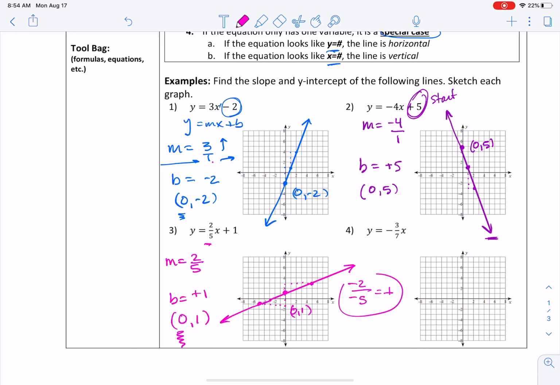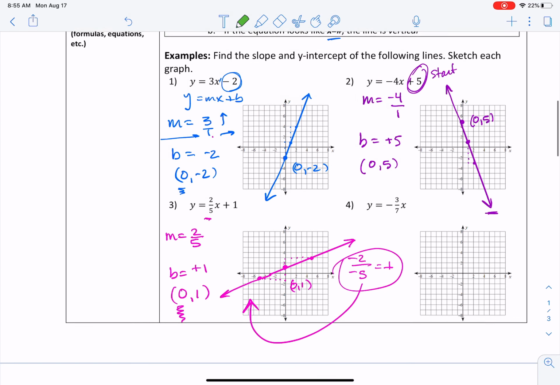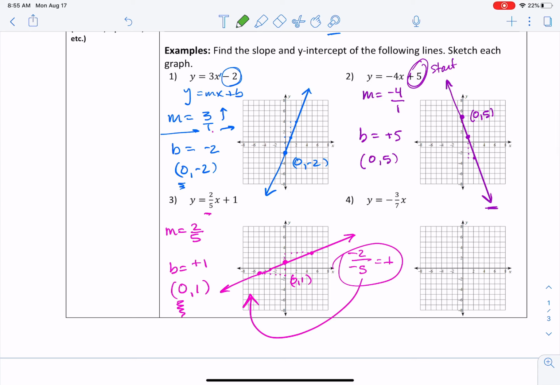So I can do this when I still need a positive to go the other way. The last one is missing something. So m equals -3 over 7. That's good, I can do that. But there's no b here.